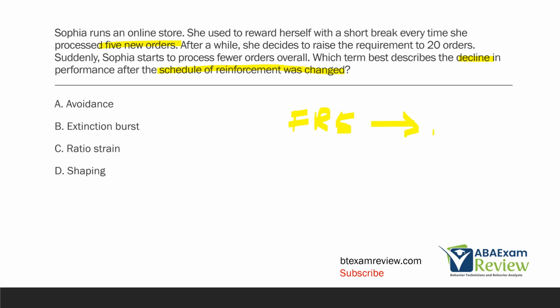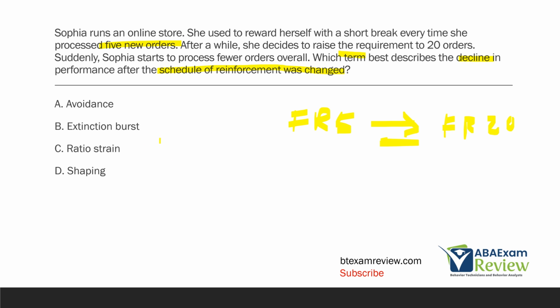She then jumped to an FR20. So she thinned that schedule quite a bit. Instead of 5 responses, she now had to engage in 20. That's a big leap. And when we are changing reinforcement schedules, we've got to be aware of how quickly we're changing them, especially when we're thinning them out. So when we have a situation where we change and thin a reinforcement schedule, and then responses drop, what do we call that? A, avoidance. Sophia may be engaging in avoidance, but that is not the term that we're trying to describe. We're trying to describe that decline in performance after this change in the schedule.